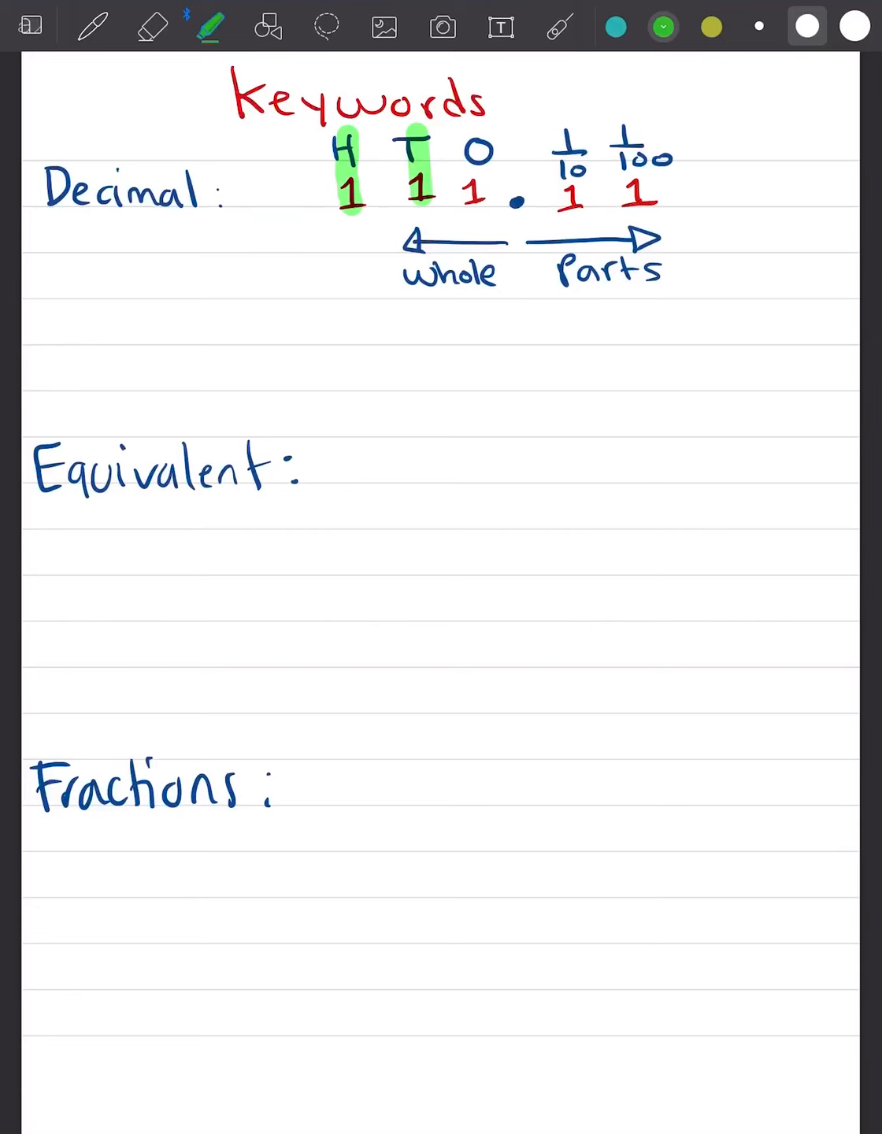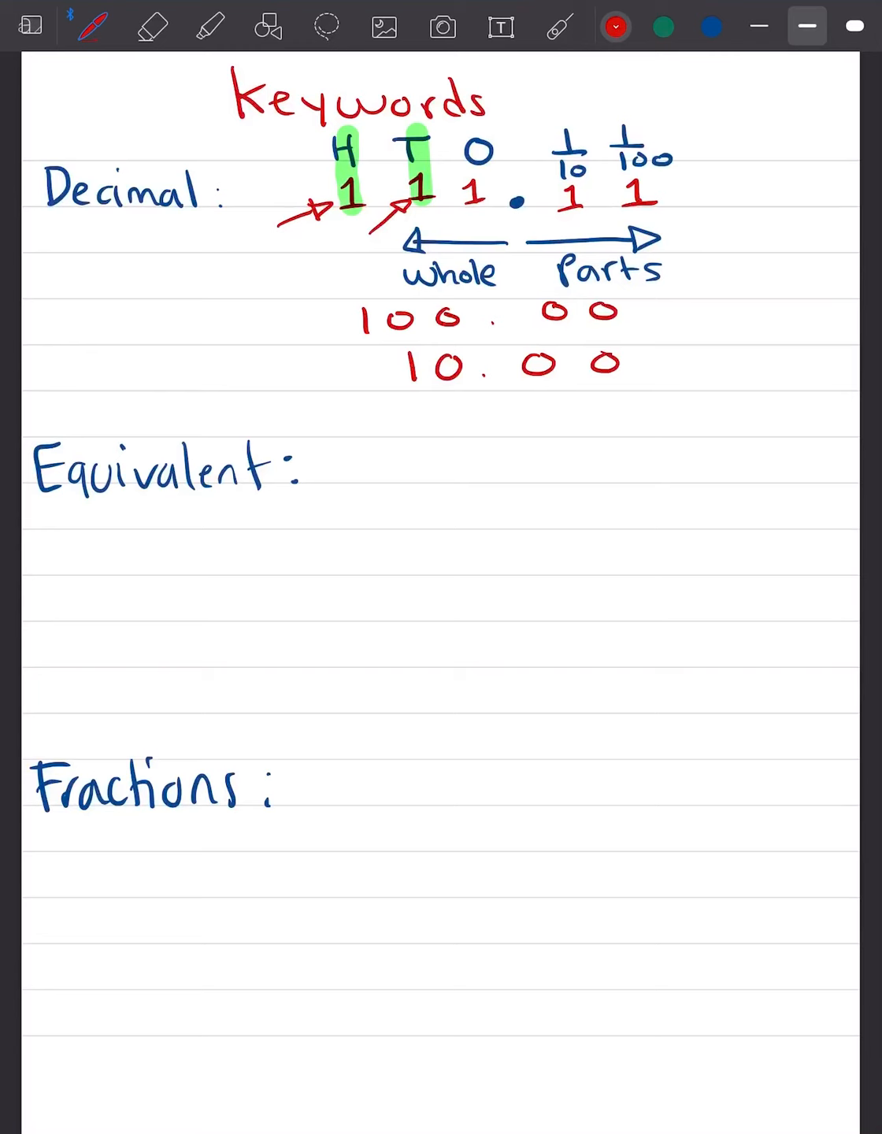No, it does not have the same value, right? So the 1 in the hundreds is bigger than the 1 in the tens, because the 1 in the hundreds would represent $100. The 1 in the tens would represent $10. Is there a difference between $10 and $100? Yeah, there's a lot of difference, right, guys?